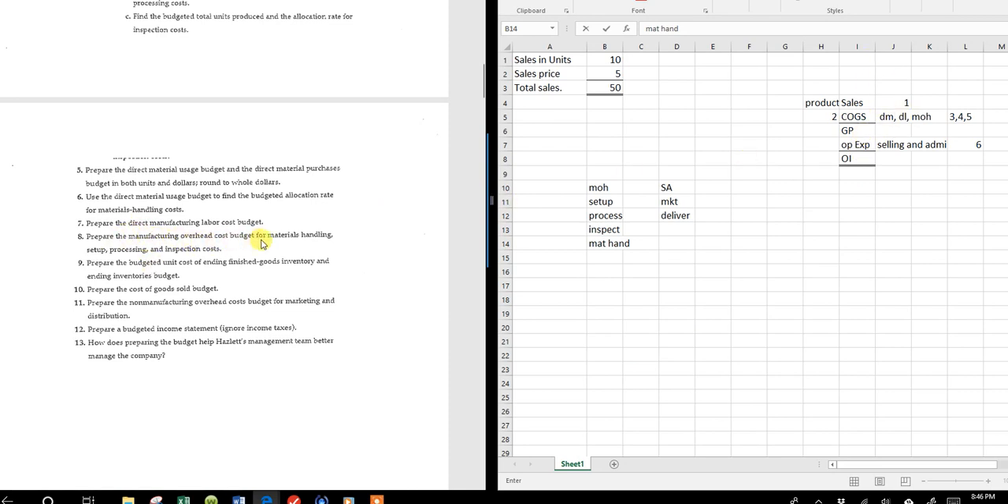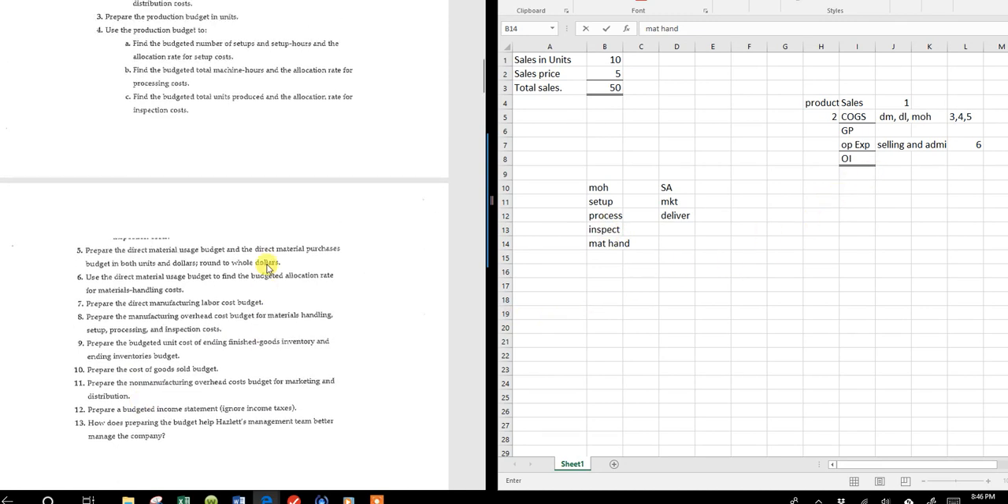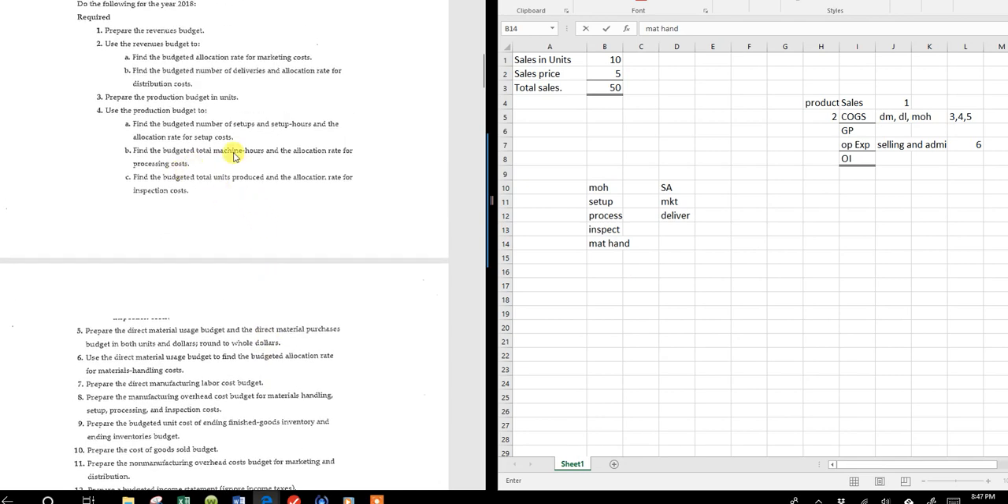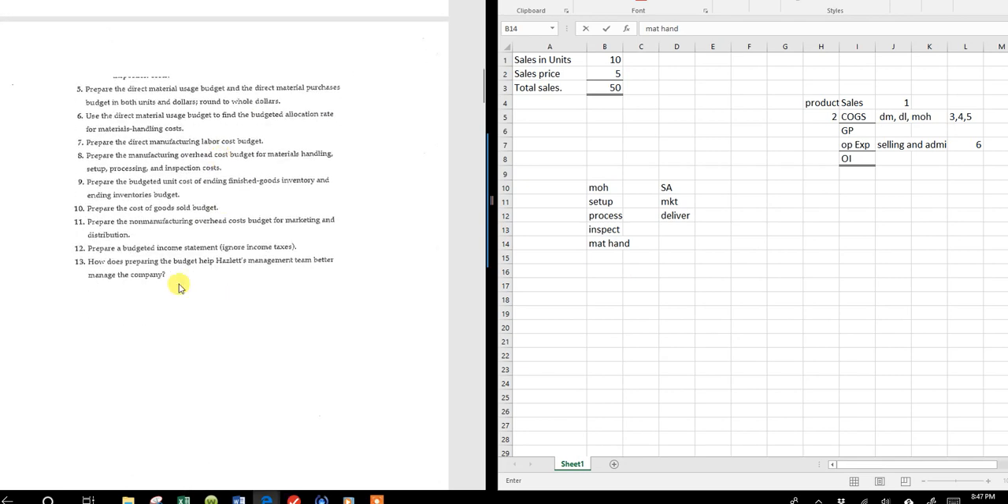Prepare the manufacturing overhead budget for material handling, setup, and inspection. Prepare the budgeted cost of units in finished goods inventory and ending inventory, cost of goods sold, and overhead budgets for marketing and distribution. That's right here. I don't know what really happened to processing here. Must be in here someplace. I've either missed it or it's part of another budget. But anyway, as we go through these, notice we've got several overhead items and a couple of administrative costs we're going to plug in there.